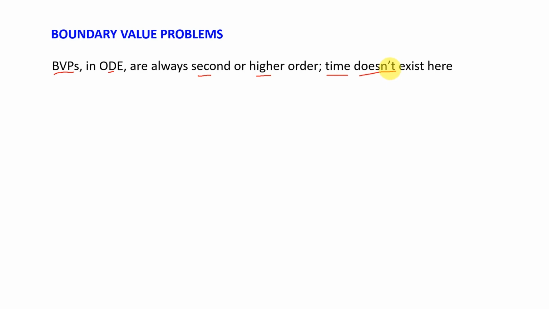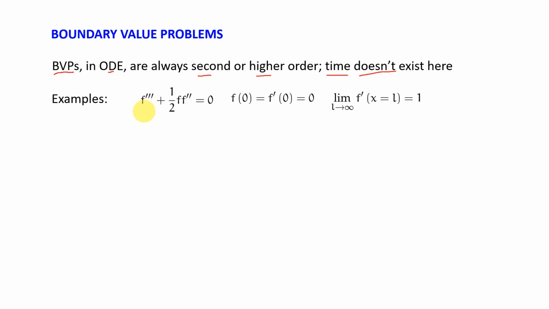So let's see with some example. For instance, this equation f triple prime plus half f double prime equals 0 with the condition f equals 0, f prime equals 0. So that means that at x equal to 0, both f and f prime are 0. And for x equal to infinity, we write the limit as L tends to infinity, x equals L. So it essentially means that at x equals infinity, x being very large, f prime equals 1.